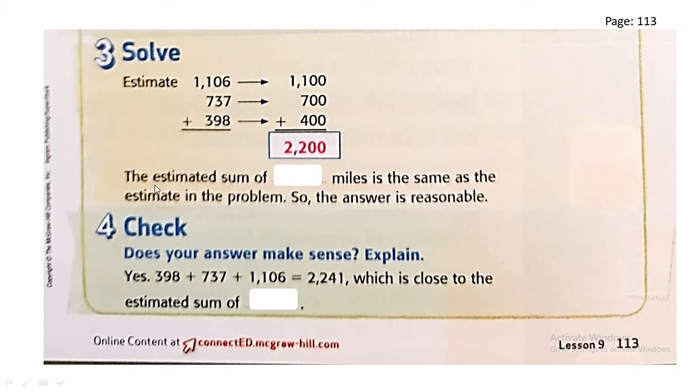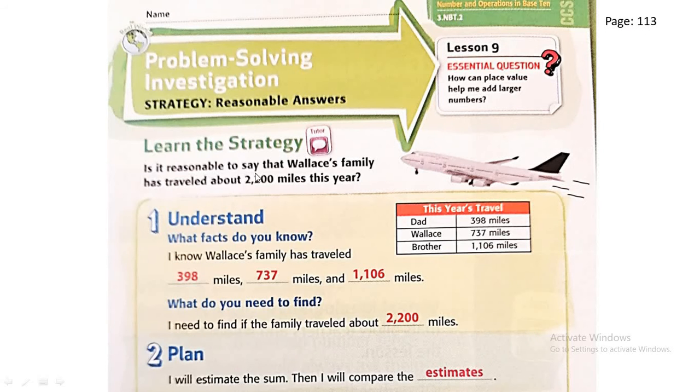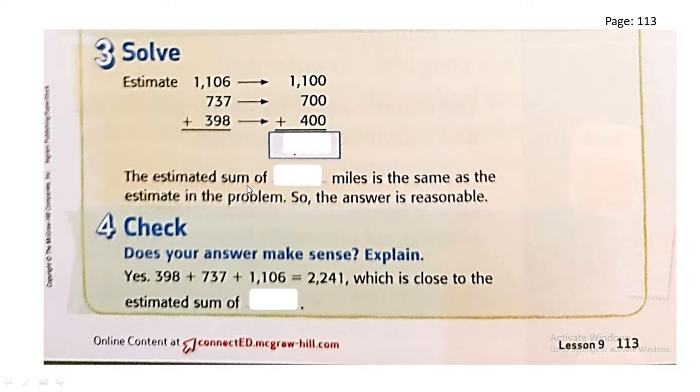2,200. So the estimated sum of 2,200 miles is the same as the estimate in the problem. Okay, here it is. The question tells that the estimate is 2,200 and we get the same number. So the answer is reasonable, right?